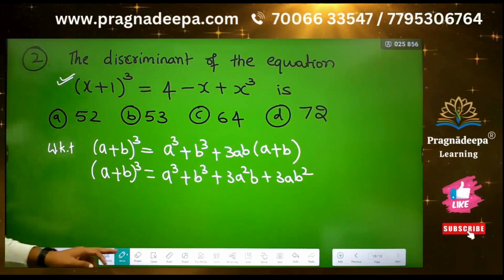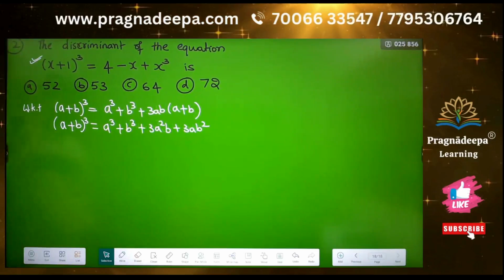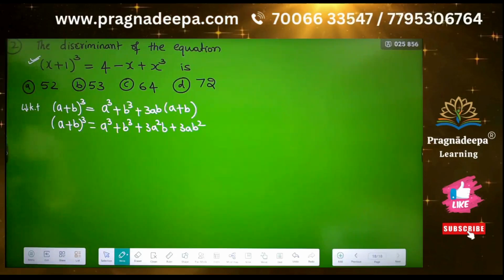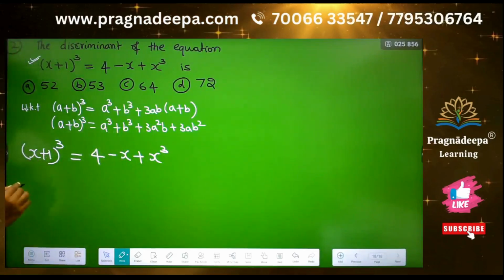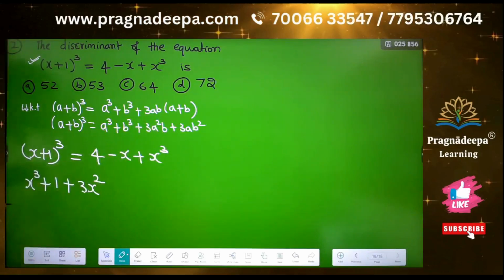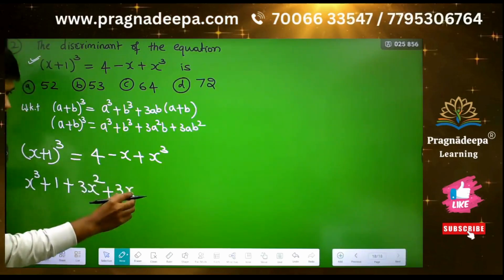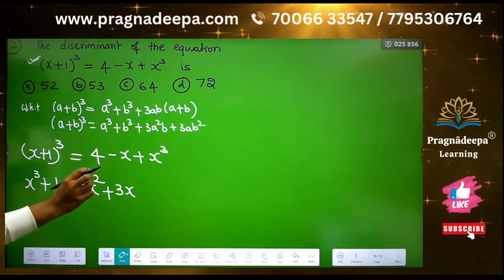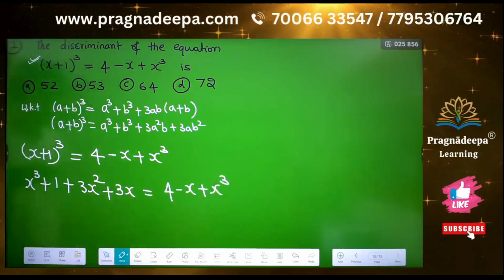So now we have x plus 1 whole cube. So first let me write the equation. x plus 1 whole cube is equal to 4 minus x plus x cube. x plus 1 whole cube will be equal to x cube plus 1 cube, which is 1, plus 3a square b, 3x square into 1 will be 3x square only, plus 3ab square, 3a is 3x, b square means 1 square, 1 square is 1. ಹಾಗಾಗಿ 3x ಬಂದಿದೆ, which will be equal to 4 minus x plus x cube, right?